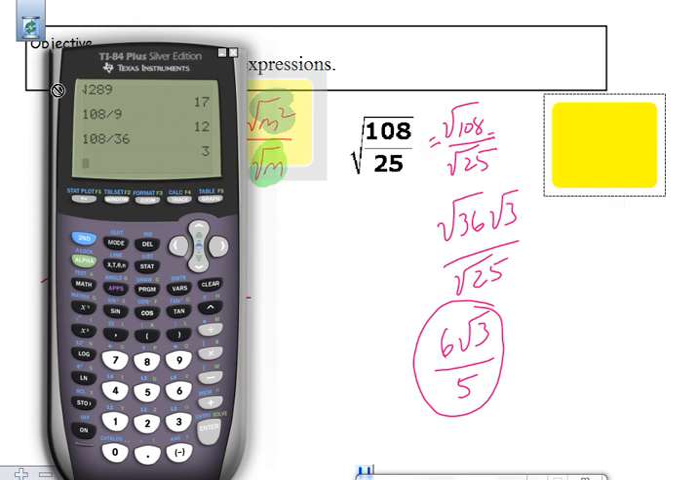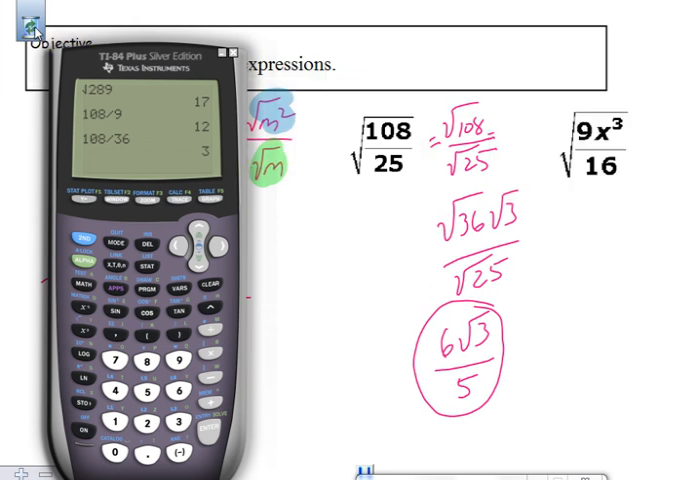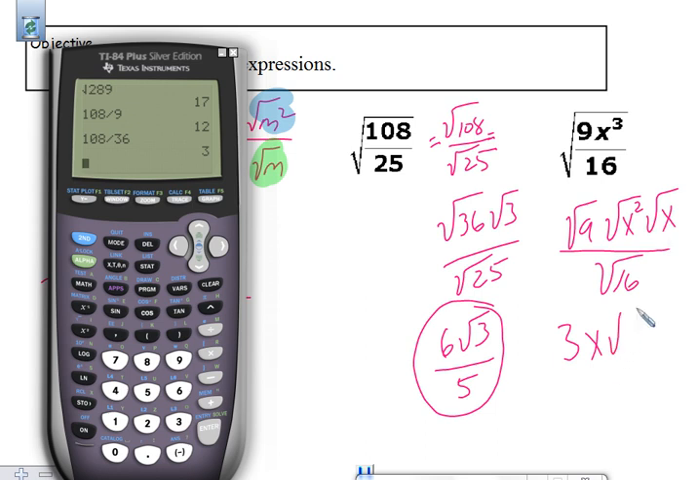What about this very last problem? Okay. The square root of 9 is the square root of 9. The square root of x cubed is the square root of x squared times an x to the first, divided by the square root of 16. The square root of 9 is 3. The square root of x squared is x. There's still an x left over inside the radical. I'm sorry, it's going to have to stay there. And then the square root of 16 is 4. This is your final answer.